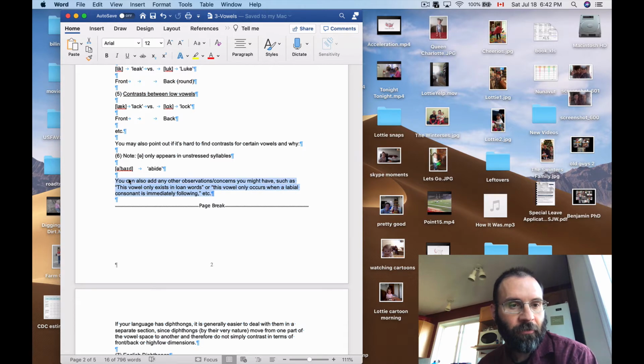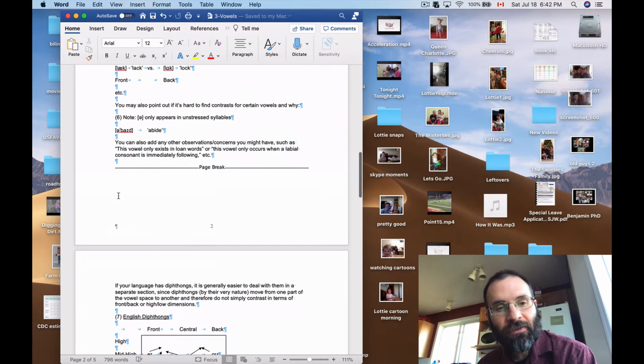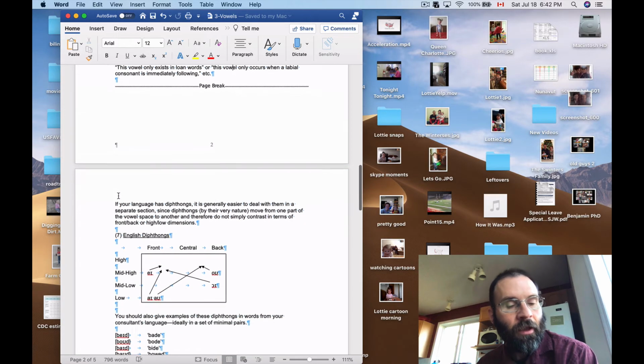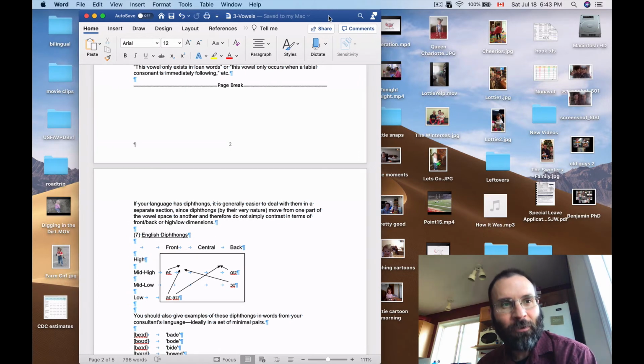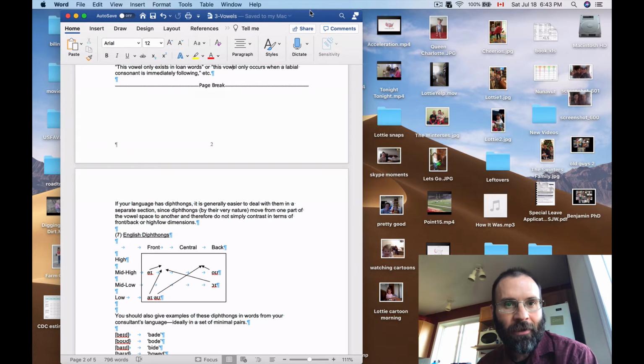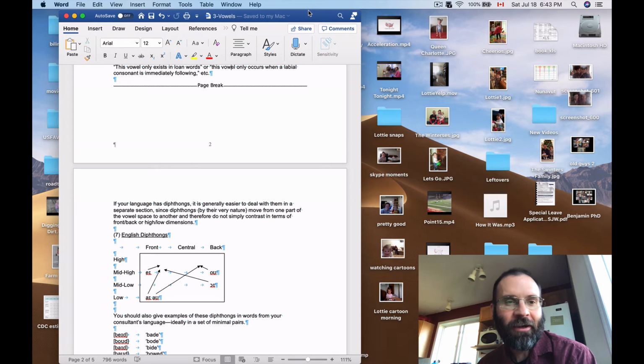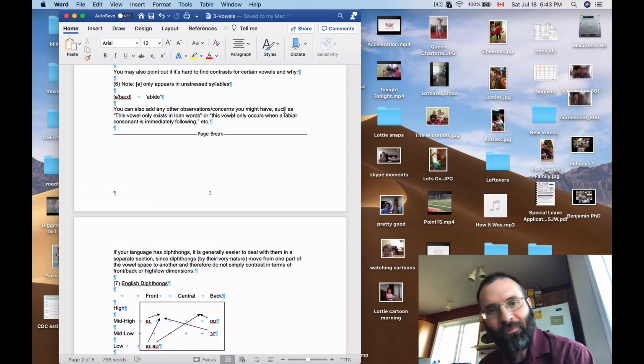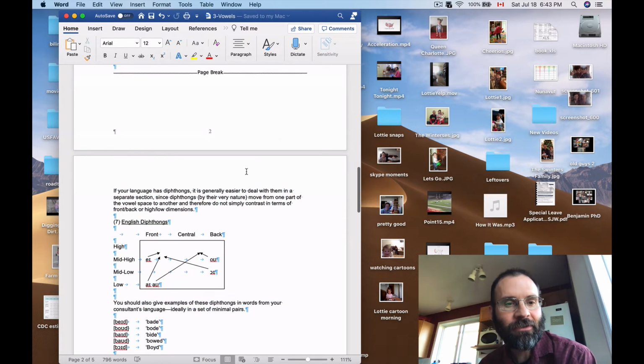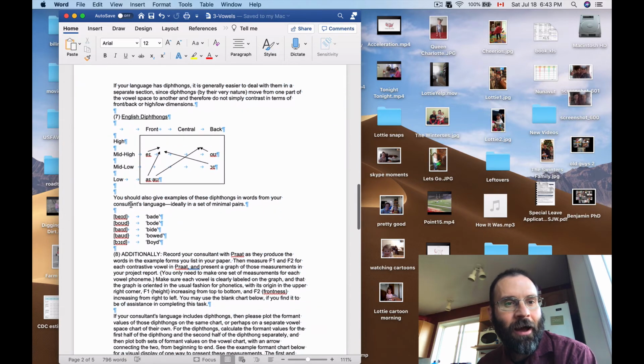So here's a note saying you can add other observations, like this vowel only exists in loan words, or this vowel only exists when there's a labial consonant right after it, and so on and so forth. If you don't understand everything that's going on in the language, that's fine. Again, just explain to me what you don't understand and what you think about it. But if you have noticed little oddities like that, it's totally fine to present that information too, because it's fun and it's interesting. That's why we're doing this, right?